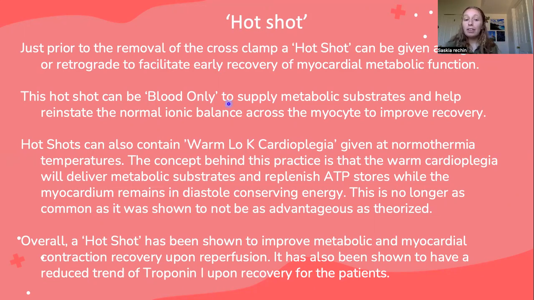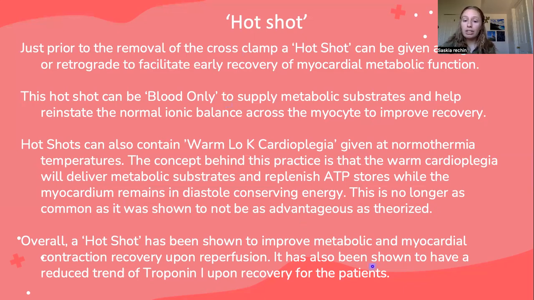But either way, the other type of hot shot that was originally introduced was cardioplegic hot shots. So that's giving normothermic cardioplegia through the heart prior to removing the cross clamp. And the idea is that you want to deliver metabolic substrates and replenish ATP stores while still arresting the heart in diastole. So it's not using energy, it's just resupplying substrates and energy. That way it has the best chance of recovery once you remove the cross clamp and start reperfusion with blood only. However, it wasn't really shown to be significantly better than blood only, so that's why blood only is mainly used now. However, it is still a technique that is used or was used.